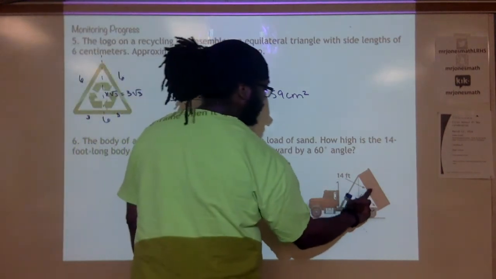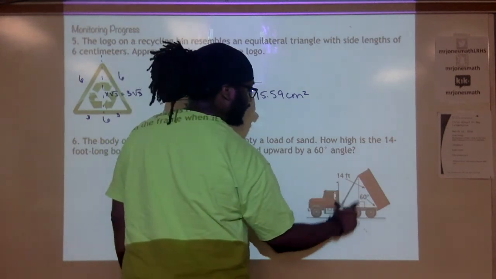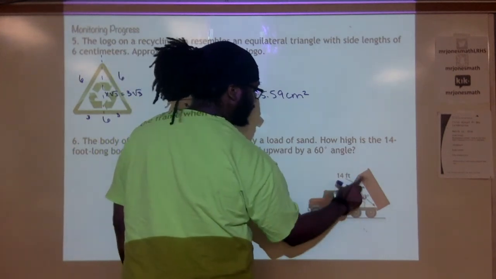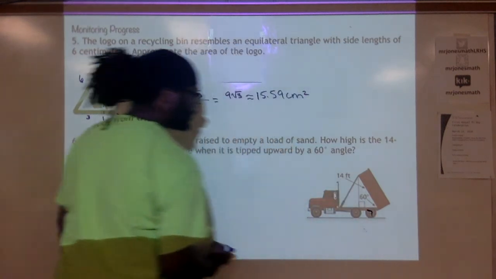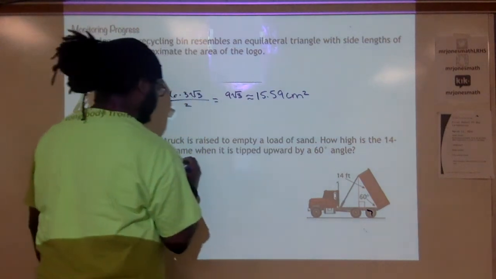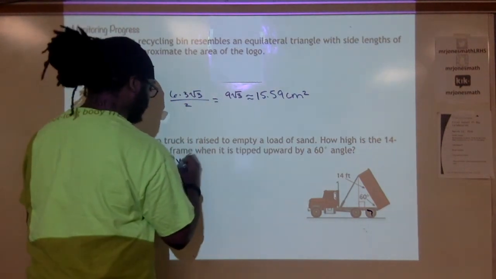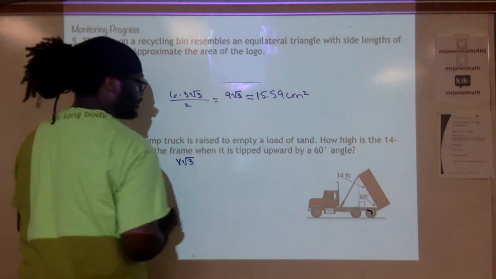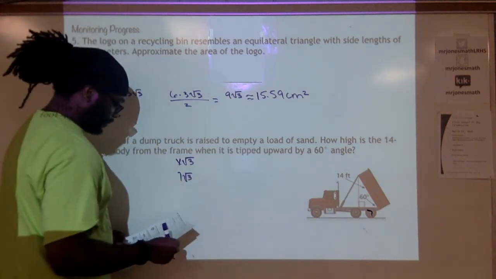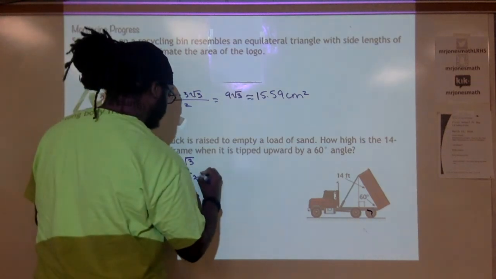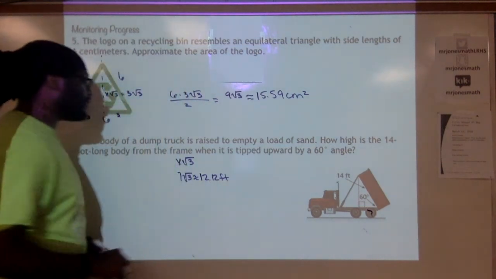So we know that the hypotenuse is 14. We need to find our long leg. The short leg is half of the hypotenuse, so that's 7. And then our long leg is the short leg times the square root of 3. So 7 square root of 3, which is about 12.12 feet.